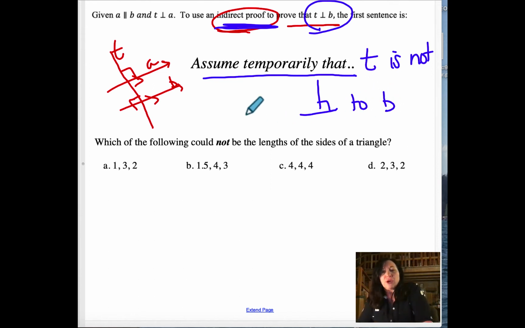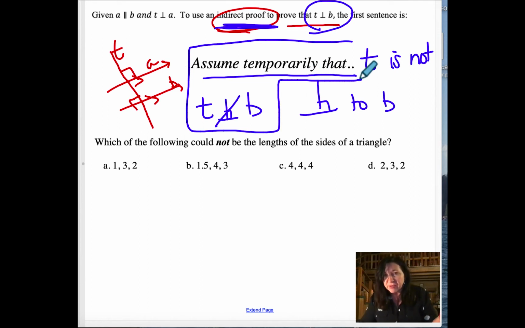You're assuming temporarily, and you can write it like this. Look, this is a way better way to write this. T is not perpendicular to B. So you have to assume temporarily that T is not perpendicular to B. That's what you say. That's the question that you're going to be asked on your SATs. That's it. Every time. So if I want to prove that somebody has the license to drive a car, I would say, assume temporarily that X person does not have a license to drive the car. You always say, assume temporarily. If I want to prove that this is a square, I would then say, assume temporarily that this is not a square. That's what you say every time.